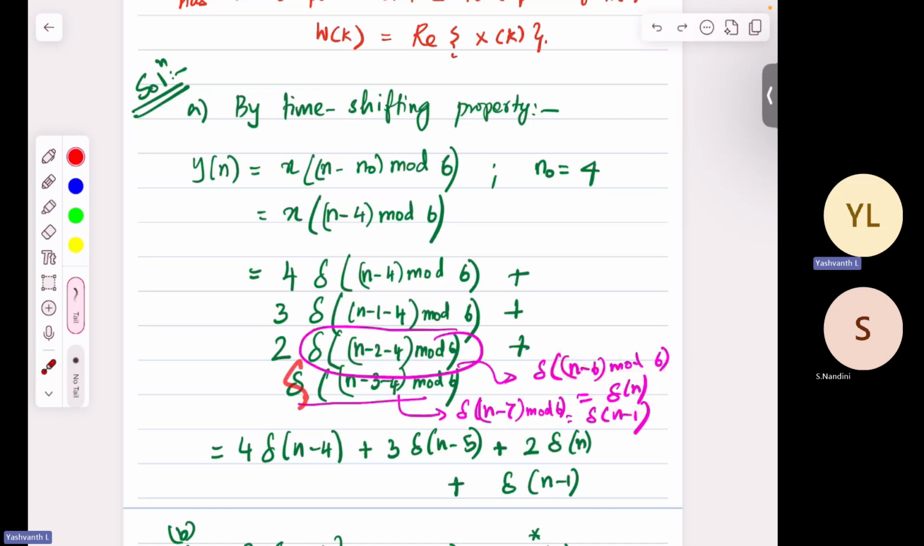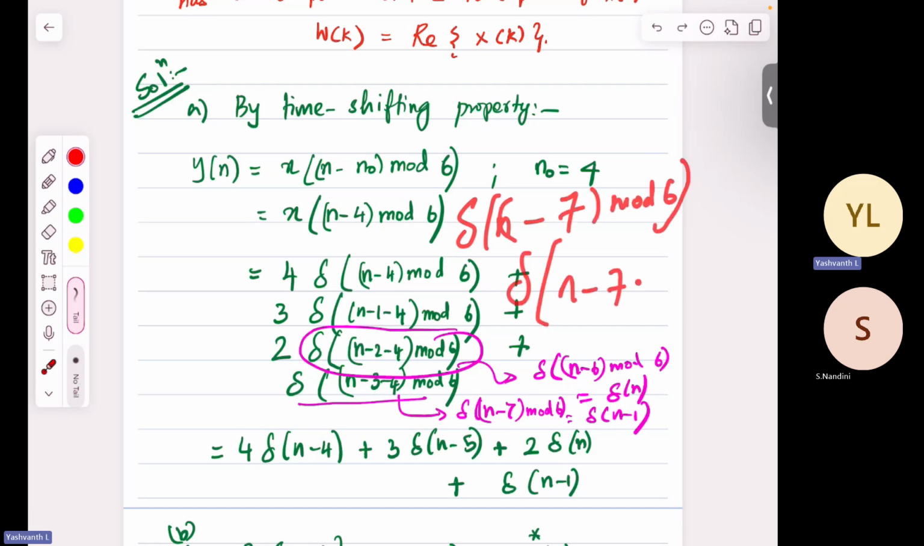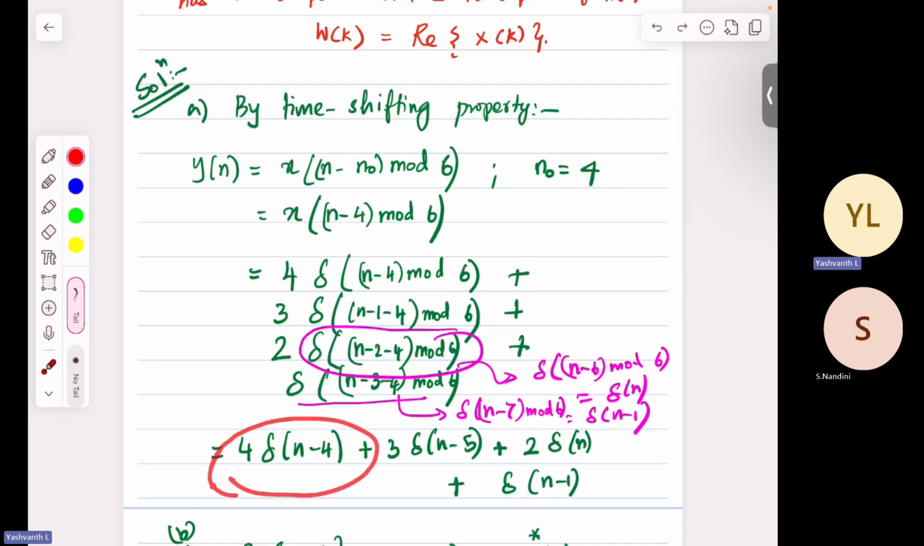Similarly, delta of n minus 3 minus 4 mod 6 is delta of n minus 7 mod 6, which is the same as delta of n minus 7 plus 6 mod 6. That is the property of modulus. Minus 7 plus 6 is minus 1, therefore it's delta of n minus 1 mod 6. That is enough. Therefore, your answer is 4 delta of n minus 4 plus 3 delta of n minus 5 plus 2 delta of n plus delta of n minus 1. That is the answer for part A.